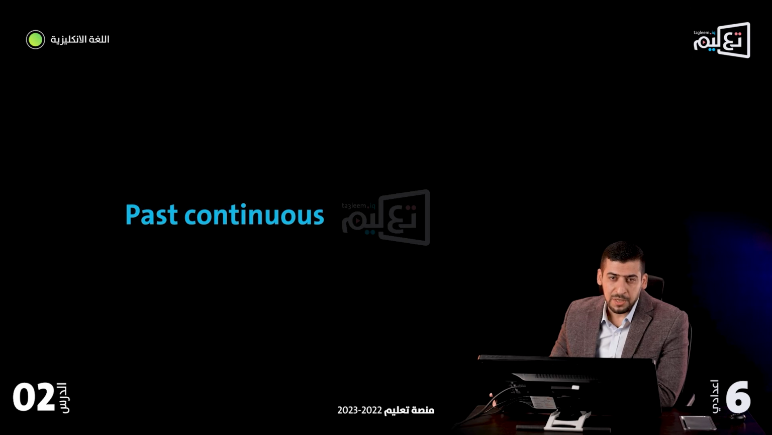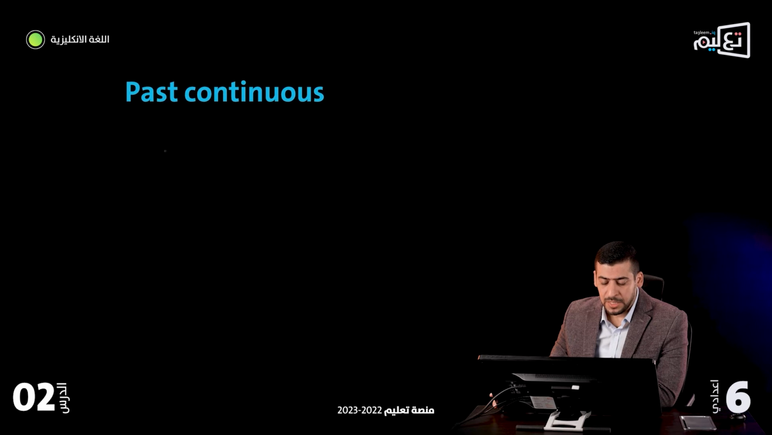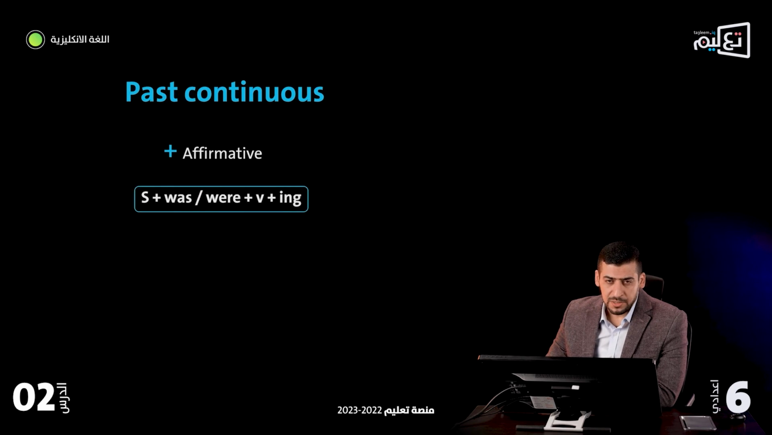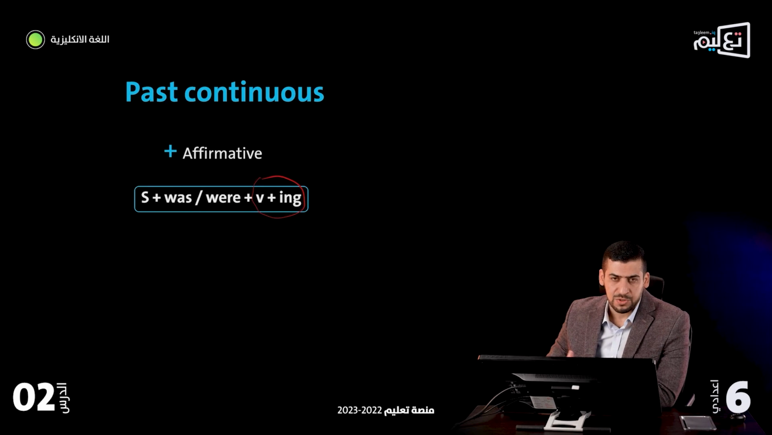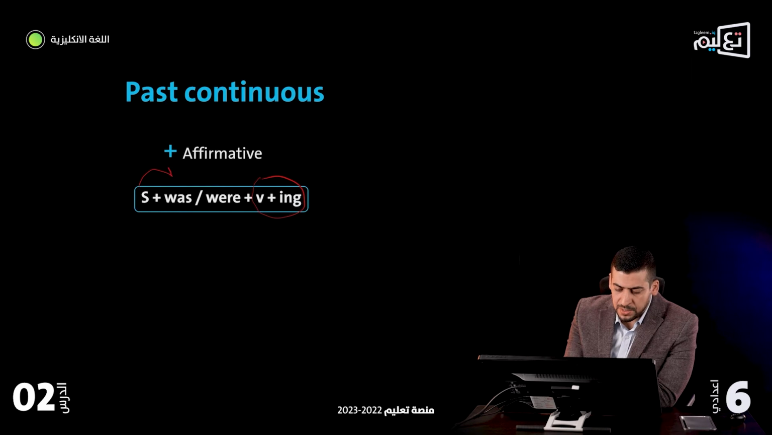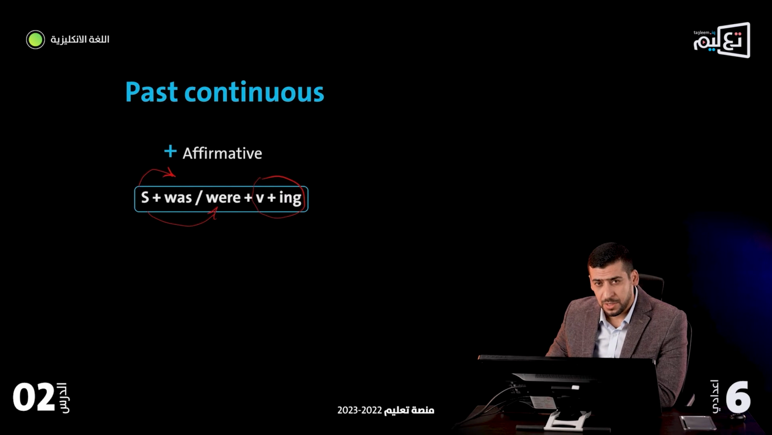Also, let's check the three basic forms for it. Let's start with the affirmative. For the affirmative case, the subject is going to be first. Then we're going to use was or were and V plus ing. The V-ing here refers to the continuous form of any tense. So if you have a future continuous or present continuous, they're all going to have the V plus ing. Was or were here represents the past, so we have a past continuous. Also, choosing was or were depends on the subject itself. If it is a singular subject, you use was. Plural subject, you use were.